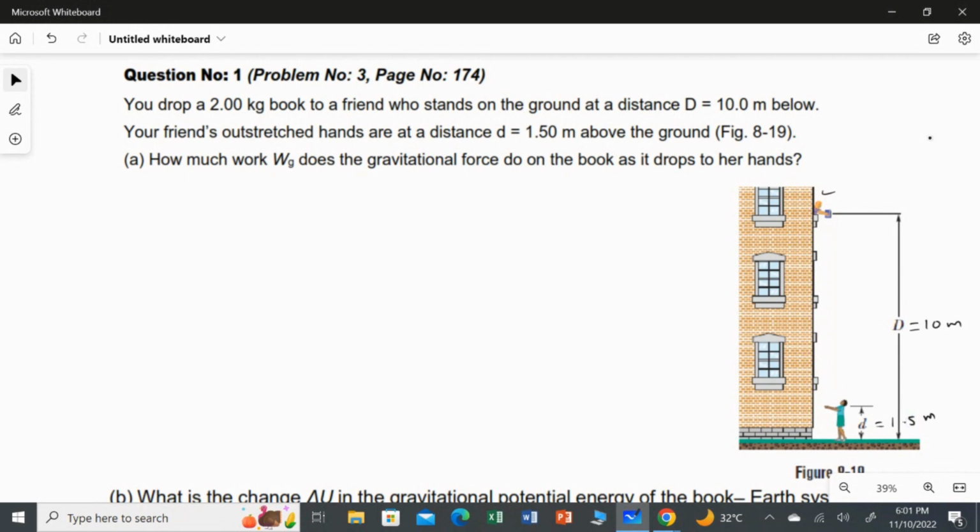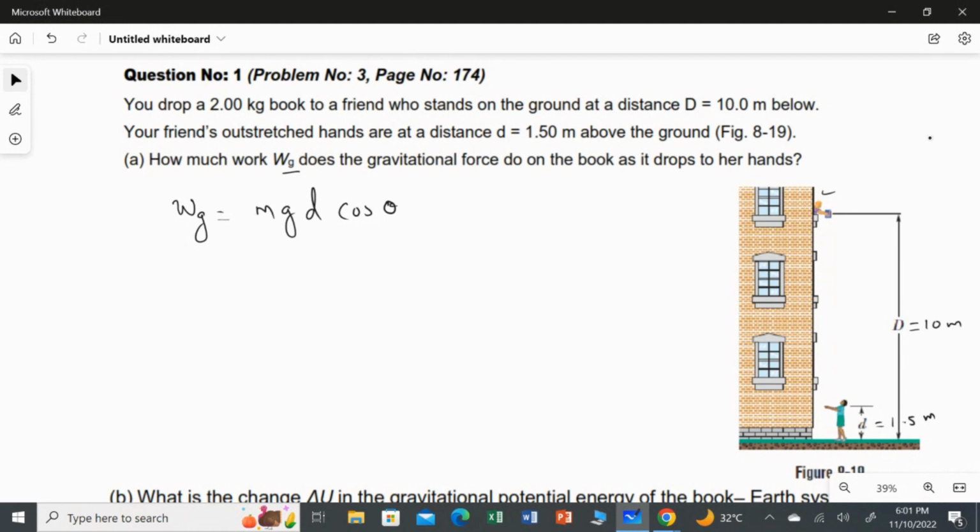First question. How much work? Which work? The work done by the gravity. So how much work does the gravitational force do on the book as it drops to her hand? If she is going to drop the book and she is going to catch that book, am I right? So when she is going to drop the book, what should be the gravitational force acting on the book? We already studied this in the theory. We studied the rule, work done by the gravity which is equal to mg d cosine of theta. Clear? So this rule we studied.